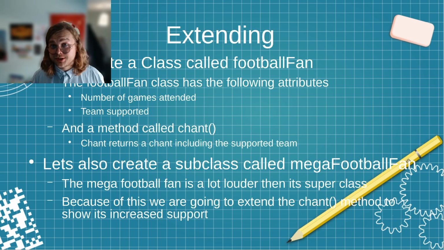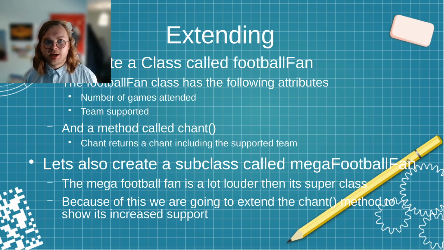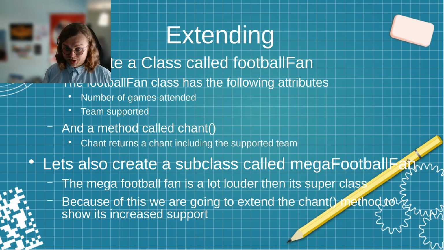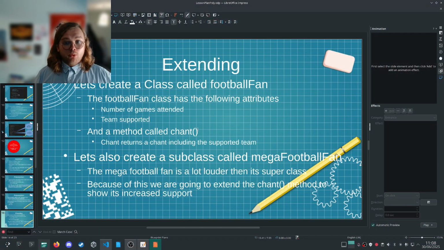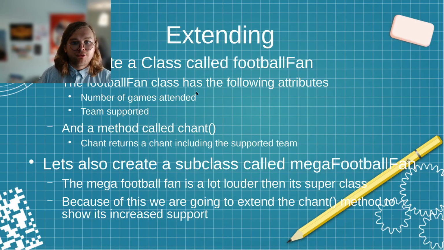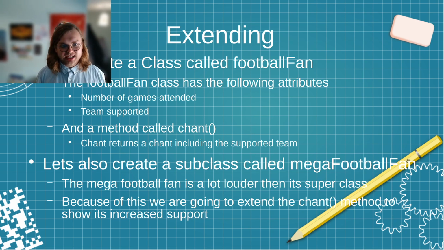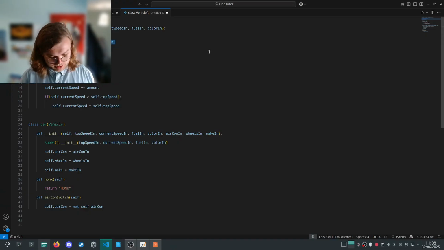So let's look at extending first. Okay, so I'd like the class to create a class called football fan with me. So the football fan has the following attributes: number of games attended and the type of team supported. It's also got a method called chant, right? Now chant returns a chant including the supported team. Okay, so we're also going to create a subclass called Mega Football Fan. Now the Mega Football Fan is quite a lot louder and more excited about the football than the normal football fan. And because of this, I'm going to show you how to extend the chant method to show its increased enthusiasm and support. Okay, so let's once again.